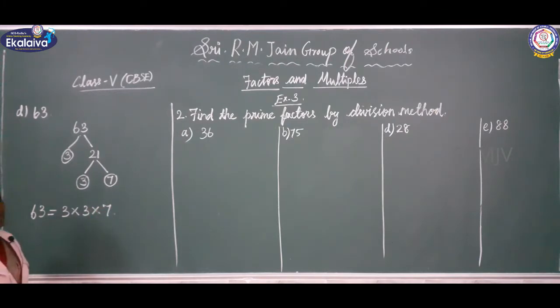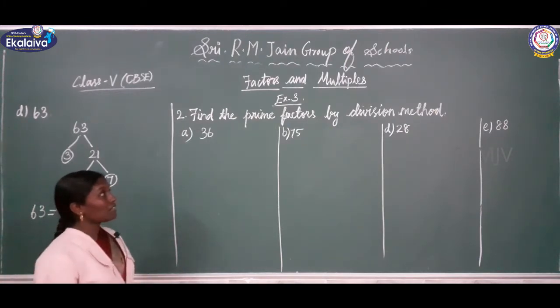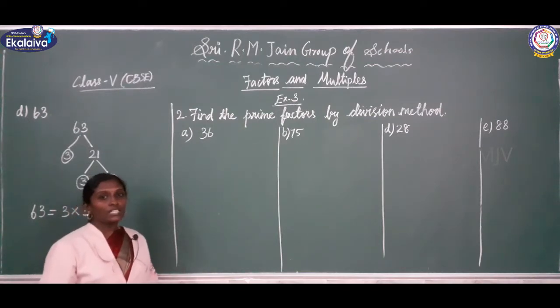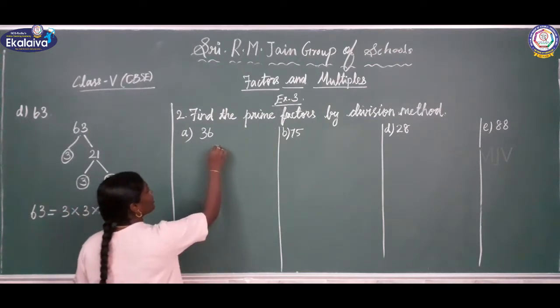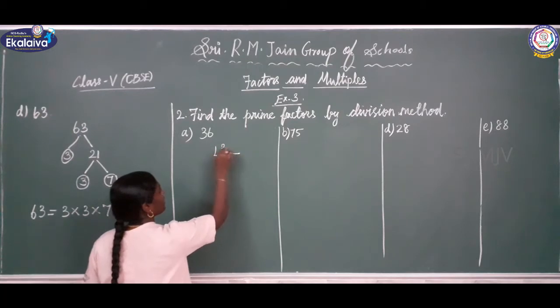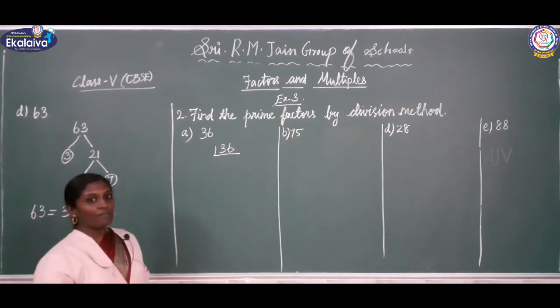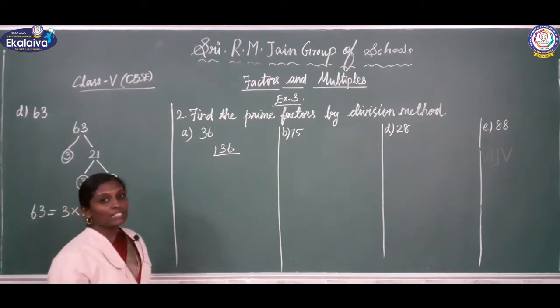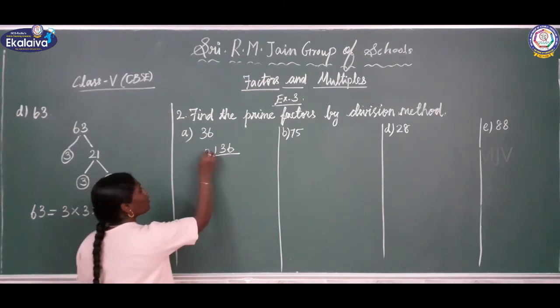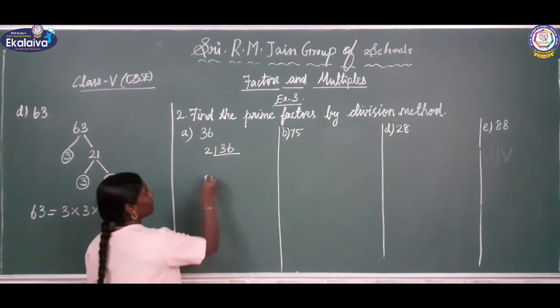Is it clear, children? The next question: find the prime factors by the division method. We are going to use the division method. Okay. Here 36. Which is the smallest prime factor for 36? 36 is an even number. So 2 is the smallest prime factor.